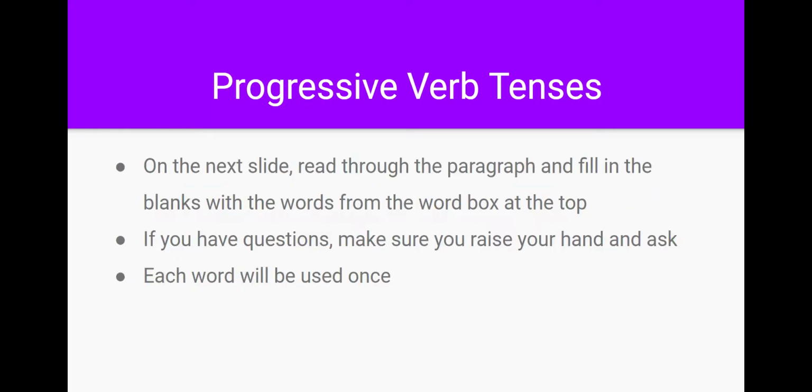Okay. So on the next slide, I have a paragraph that I want you to read through. And on that paragraph, you're going to fill in the blanks. You're going to fill in the blanks on this Edpuzzle, and you're going to type in the words at that spot, at that blank. You're going to use a word box at the top. So there's 6 words at the top that you're going to use, and you're only going to use one of those words once. We're working on progressive verb tenses. So if you have questions, you need to make sure you raise your hand and ask. If you aren't understanding what it is that we're talking about, please ask. Like I said, each word will be used once.